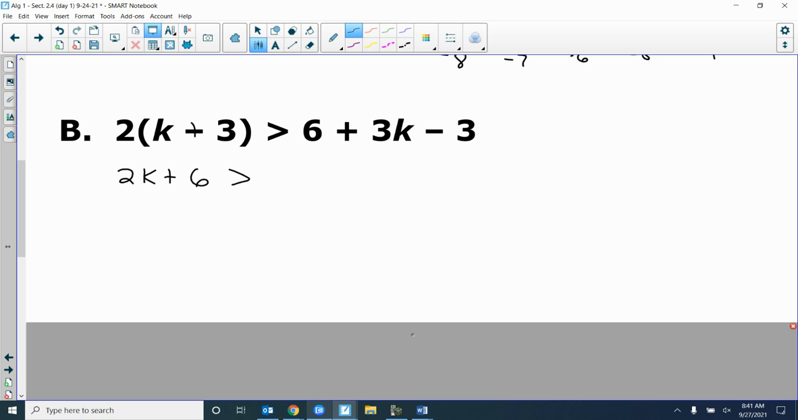Hopefully it'll all work out nice. All right, what can I combine on the other side? The 3K, there's nothing else with the K. I'm going to put that first. I got 6 minus 3. 6 minus 3 just gives me a positive 3. So I get 3K plus 3.